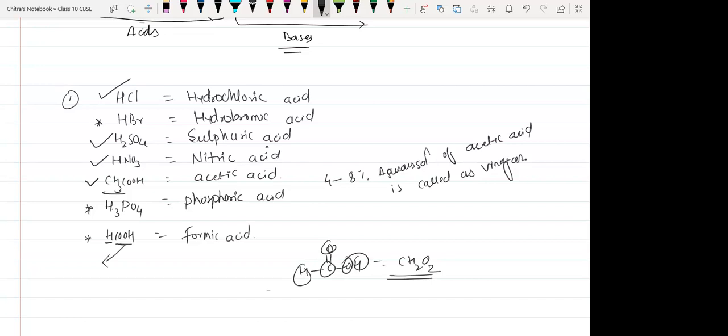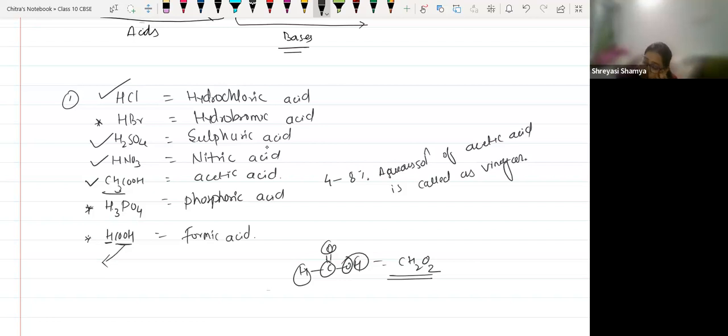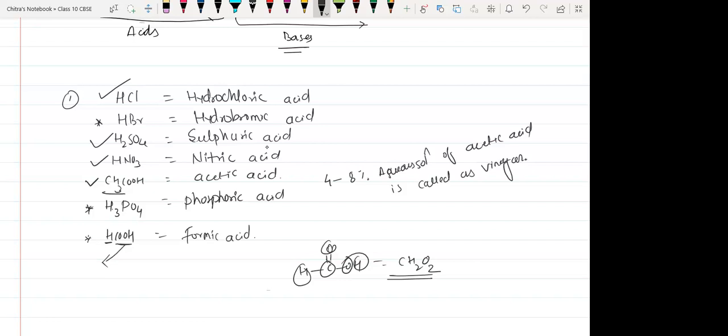We have malic acid also. You know formic acid is present in the red ant. On a mango tree, you may find that red ant. So that red ant is the main source of formic acid.